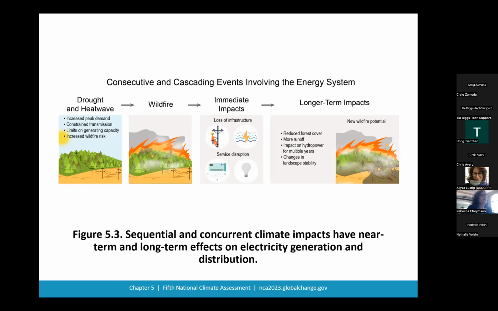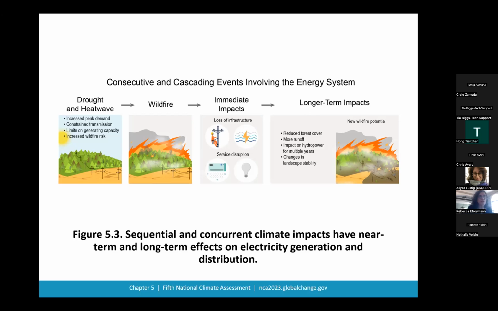Under droughts, vegetation can become stressed. You may have more insect outbreaks. And so there is tree mortality, with trees falling on power lines and combining with drought to increase wildfire risk. Wildfire and drought can combine to reduce forest cover, which affects landscape stability and power systems. This is just one example of cascading effects of climate change on energy systems.